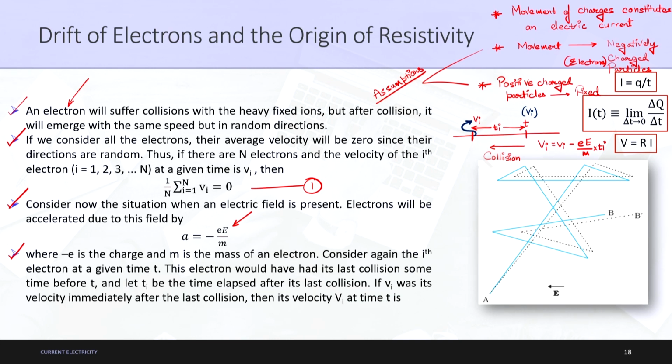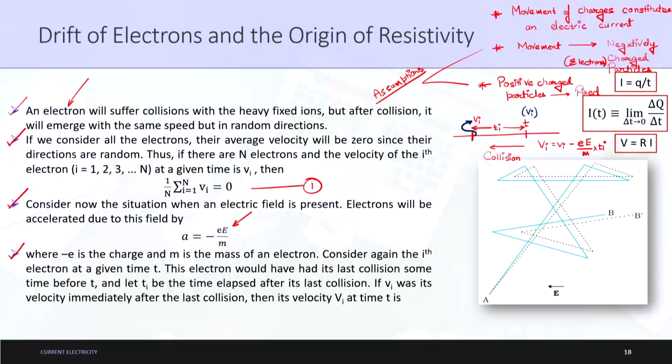Then a new concept called drift of electrons, or the origin of resistivity, was explained. So, basically in this these assumptions were put. First of all, we understood that movement of charges constitutes an electric current. In this complete lecture the assumption was put that only the negatively charged particles are in movement, and the positively charged particles are not in movement. So, positively charged particles are fixed, as you can see, and the negatively charged particles are not fixed. Okay. Then finally we dealt with the value of Vd.